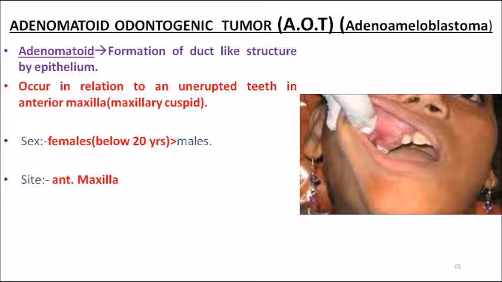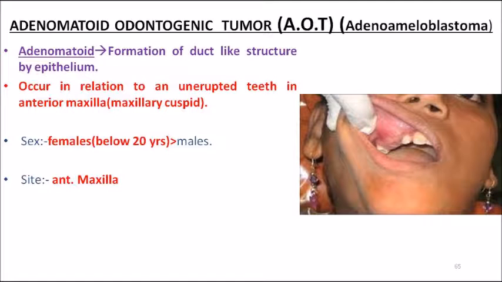Maybe they can give you descriptive clinical features of a patient, and ask you to identify your provisional diagnosis. So you should remember anterior maxillary region, mostly found lesion tumor is adenomatoid odontogenic tumor in relation to canine. The canine will mostly be an unerupted tooth, and most of the time it is seen in females, that too below 20 years of age. So females below 20 years of age, it is most commonly seen. AOT is mostly seen in females, and the site is anterior maxilla.